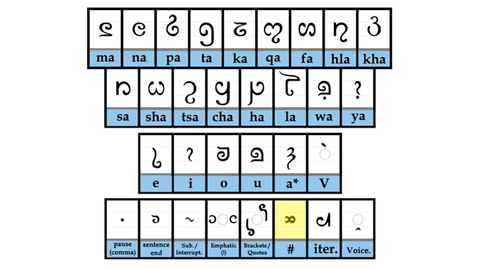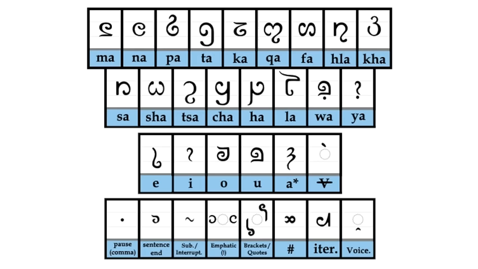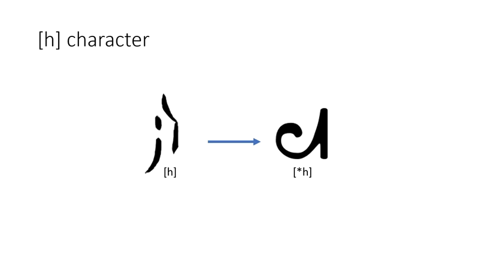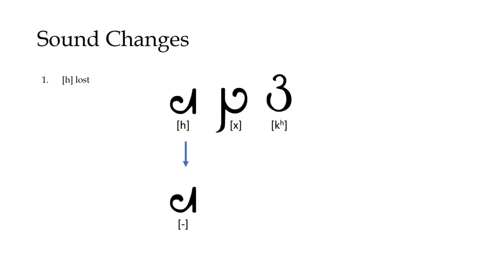Rather than using separate numerals, numbers are transcribed using the first sound in the word for the number, and preceded by this symbol. In Proto-Oqolaawak, this character represented the H sound, borrowed directly from the T'Apukama character of the same pronunciation. However, in the transition to classical Oqolaawak, a cascade of sound changes took place that threw everything out of whack. First of all, H was lost in all environments, lengthening any sound that came before it.